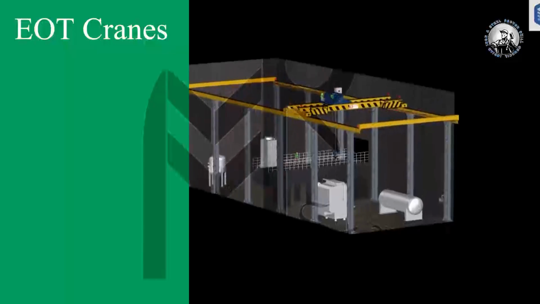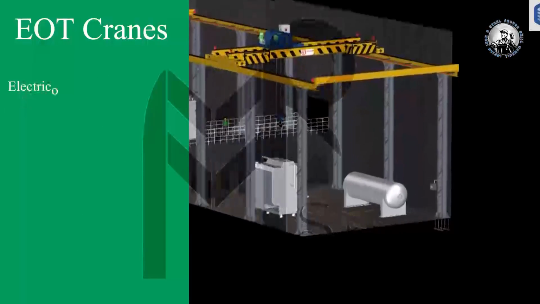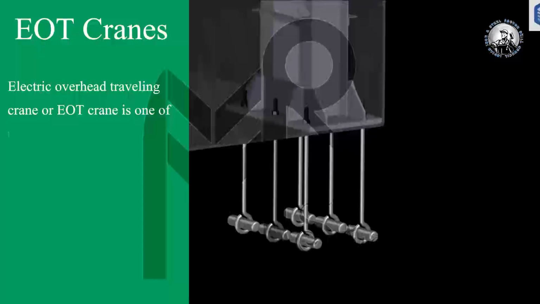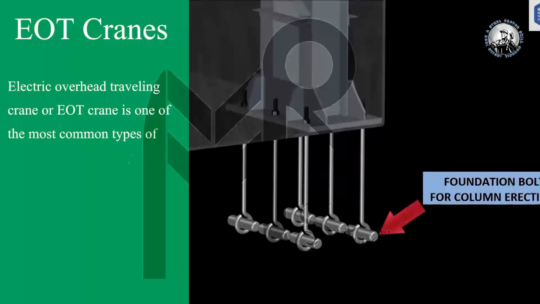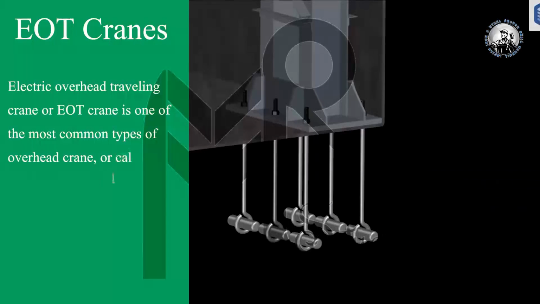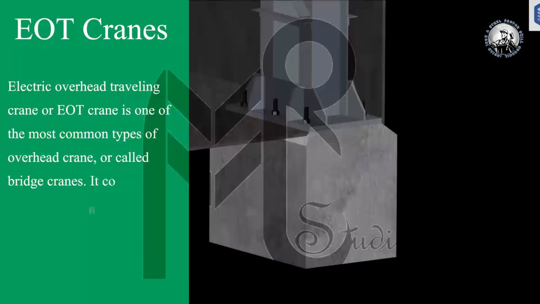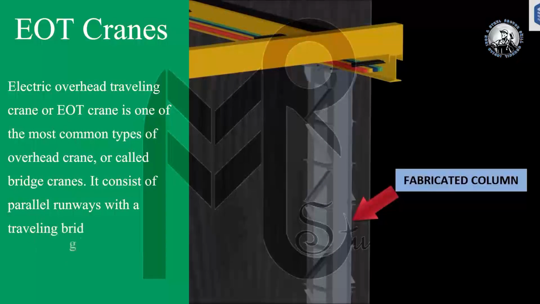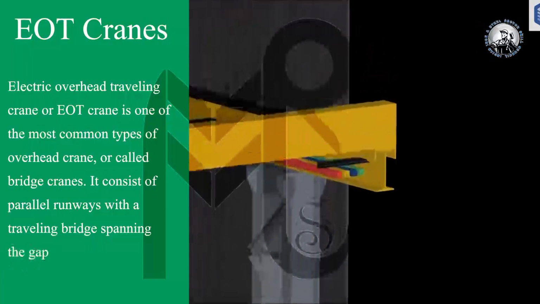EOT cranes. Electric overhead traveling cranes, or EOT cranes, are one of the most common types of overhead cranes, also called bridge cranes. It consists of parallel runways with a travelling bridge spanning the gap.